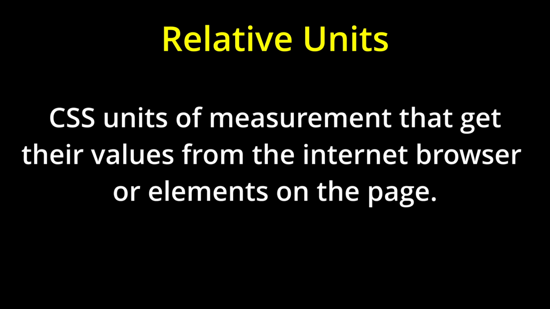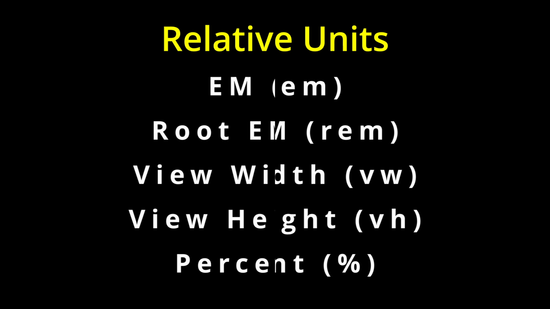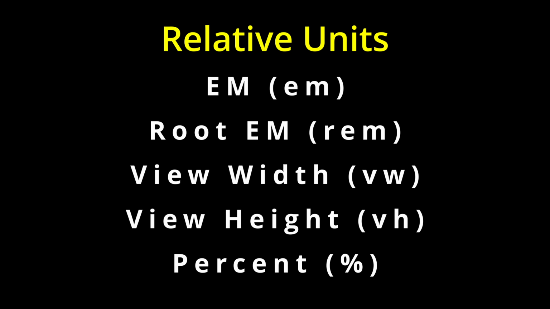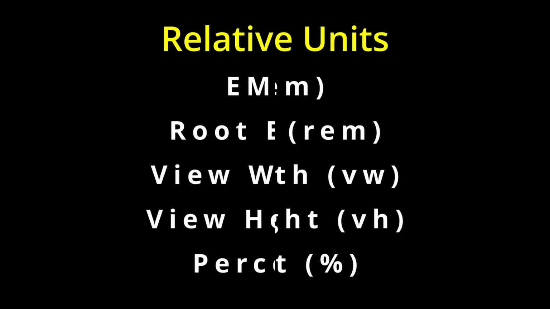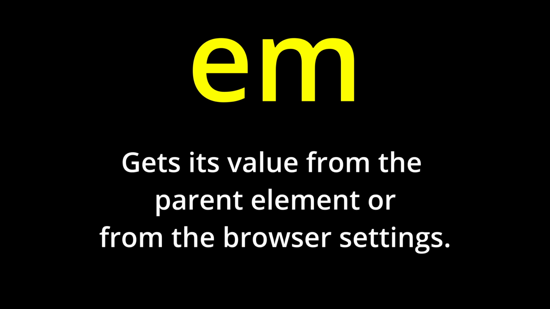So next up, we'll go over the relative units in CSS. Relative units are units of measurement that get their values from the internet browser or elements on the page. Relative units include M, root M, view width, view height, and percentage. The first relative unit I want to go over is M. M gets its value from the parent element or from the browser settings.